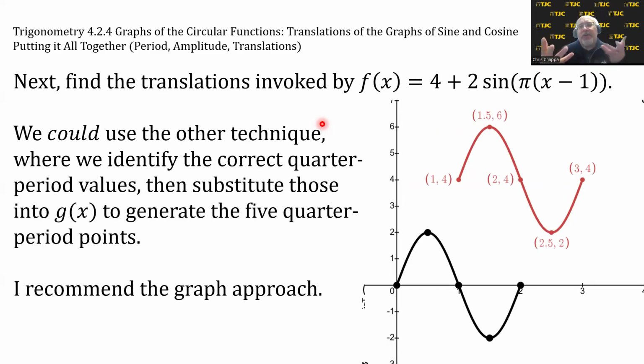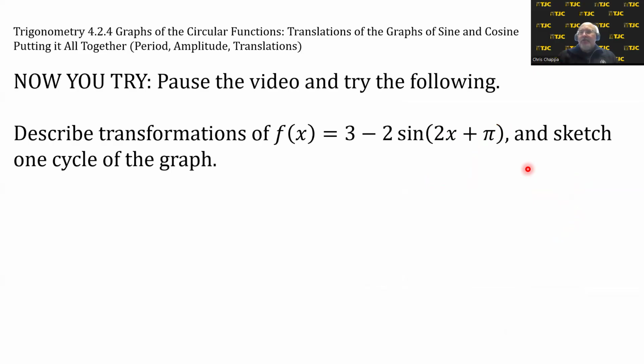Now we could use the other technique where we identify the correct quarter period values and then substitute them into the new function to generate the 5 quarter period points up here. I personally recommend the graphing approach. Yes, you have to draw an intermediate graph, but trust me, every graph you draw helps you learn to do it better.